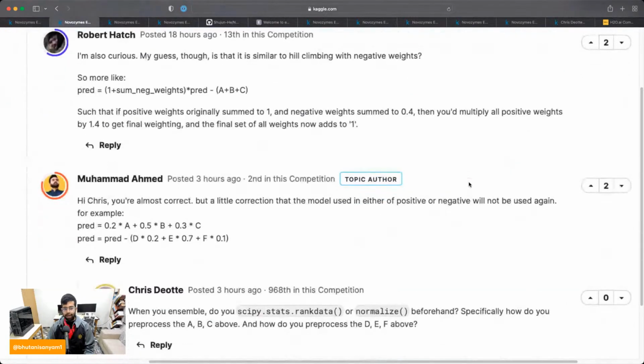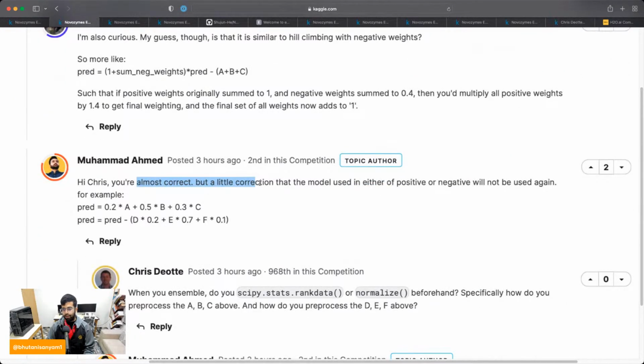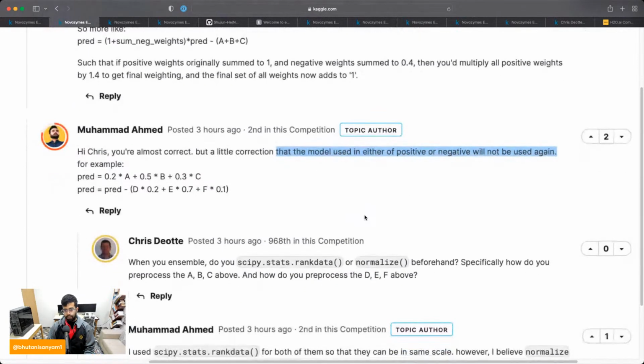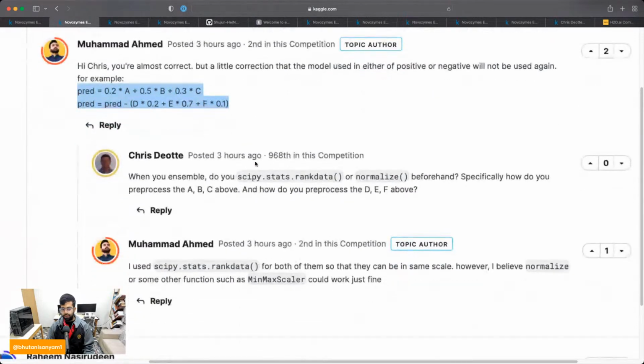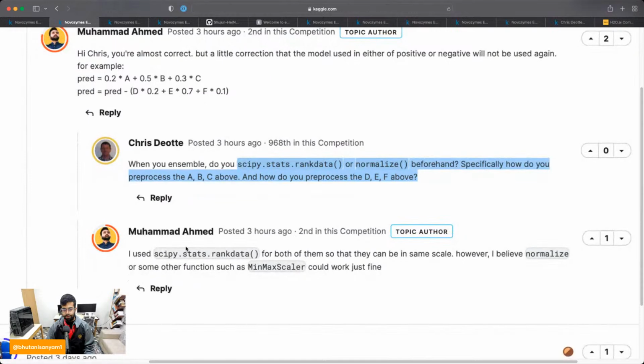And he answers here, you're almost correct. The model used in either positive or negative will not be used again. So he points out how the addition and subtraction was done in this case. So when you ensemble, do you copy SciPy stats or rank data or normalize? Specifically, how do you pre-process ABC above? His answer was he used SciPy rank data for both of them, and he believes that normalize or some other function could also be used in this case.